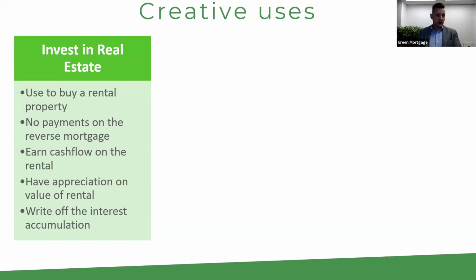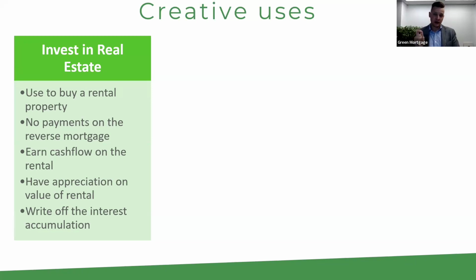So you could get a reverse mortgage on your home, use that cash to buy a rental property. There are no payments on the reverse mortgage, but you're earning cash flow on the rental property. So you take money out of your home, take the equity out, buy a rental property. That rental property produces an income for you. You're earning cash flow on that rental property now. And on top of that, you earn and get appreciation on the value of the rental over time too.